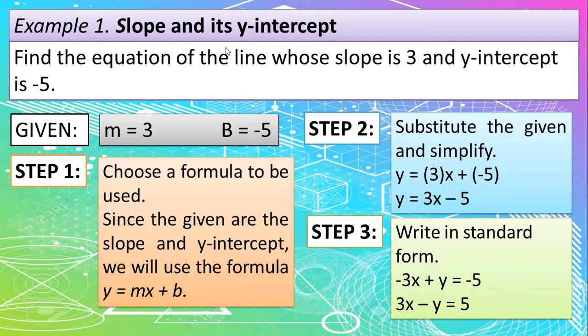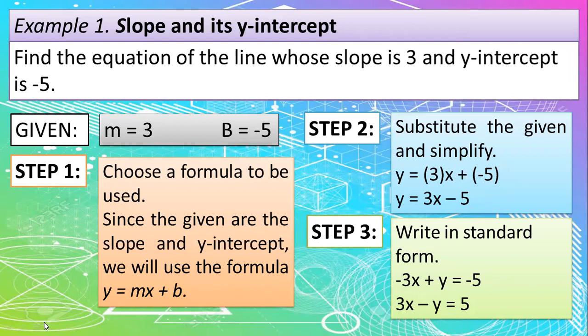So, if ever na ilalagay po natin, let's see, mag-draw tayo. So, if we are going to multiply this by -1, yan. So we have -1 multiplied by -3x, we got 3x. -1 multiplied by positive y, that is -y. And -1 times -5, we have positive 5. So with that, we get now the answer of 3x minus y is equal to 5. That is for our example number 1.